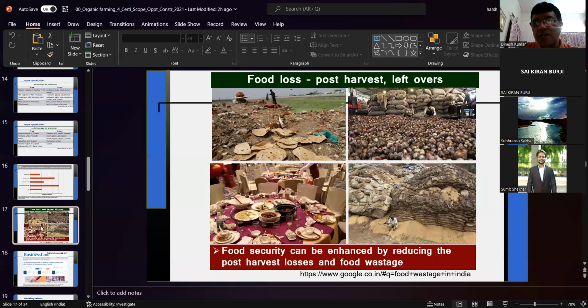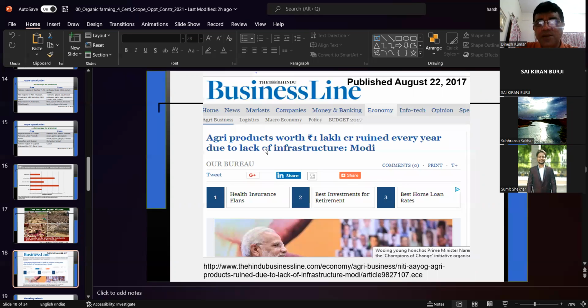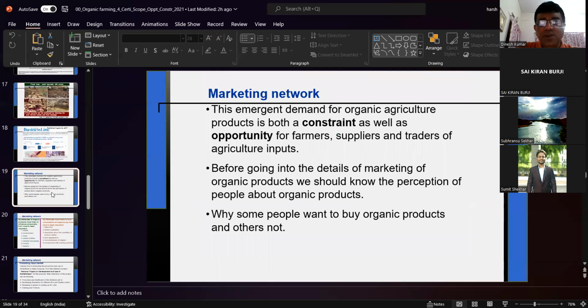Now you see, these kinds of scenes are quite common in our country. In any developing country, you can see food wastage on railway platforms. And Prime Minister Modi has already said that India is ruining agri products worth rupees 1 lakh crore every year. So a lot of losses are occurring for organic products.